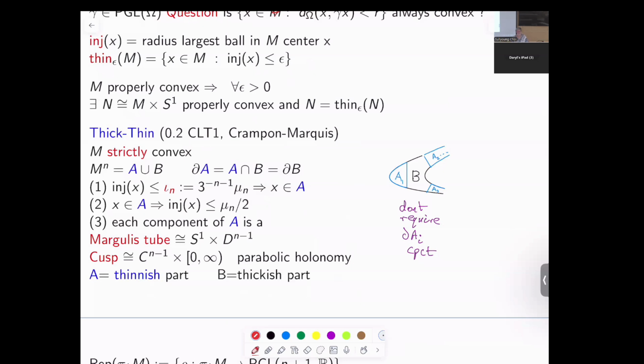So in Riemannian geometry, there's a thick-thin decomposition if you have metrics of pinched negative sectional curvature. So this is inspired by that. Strictly convex is a bit like pinched negative sectional curvature. Properly convex is like allowing curvature 0. And then this doesn't work.